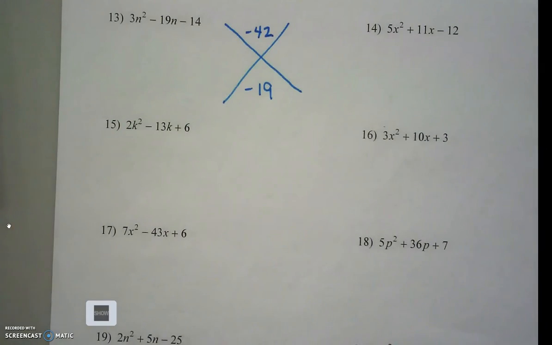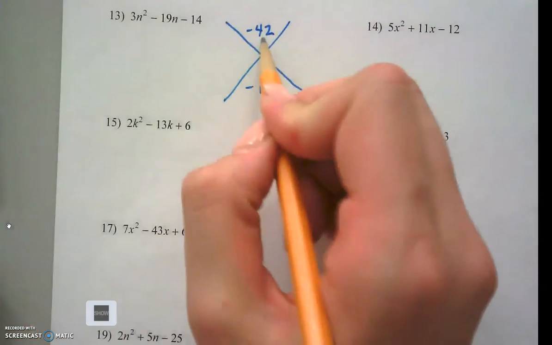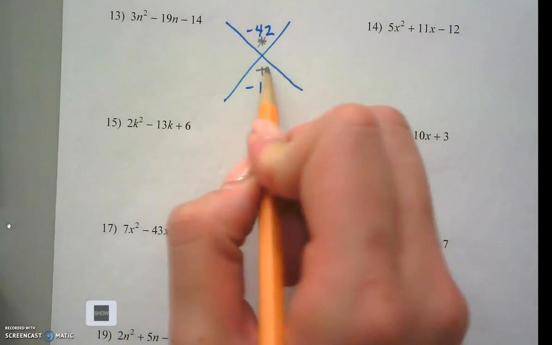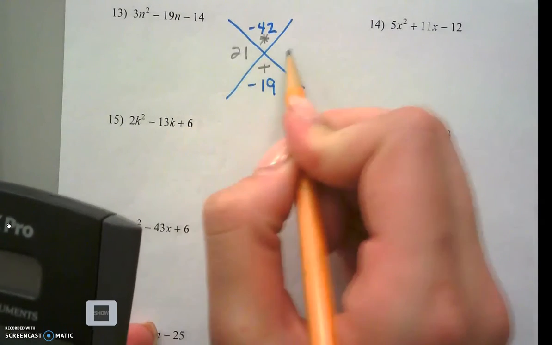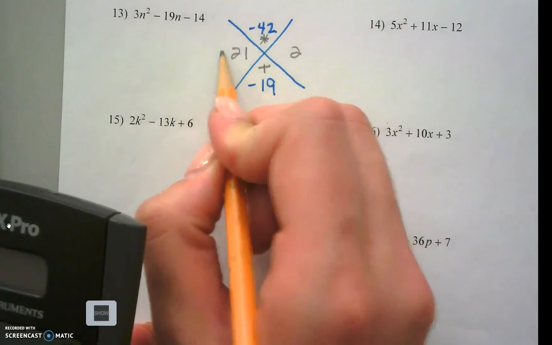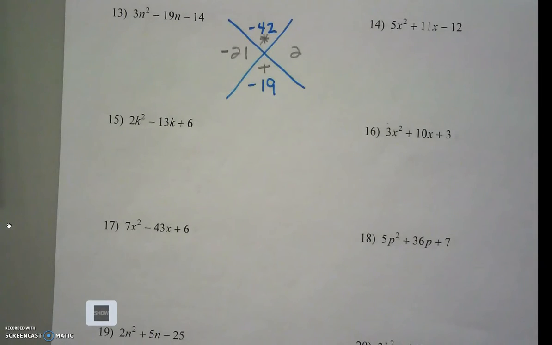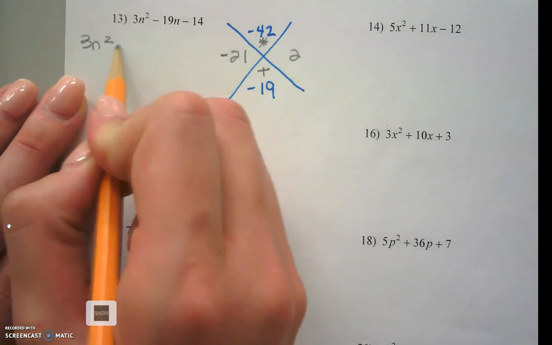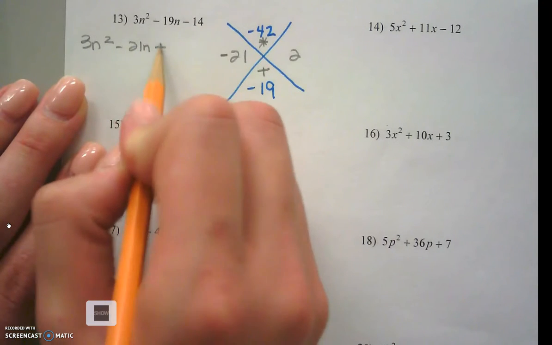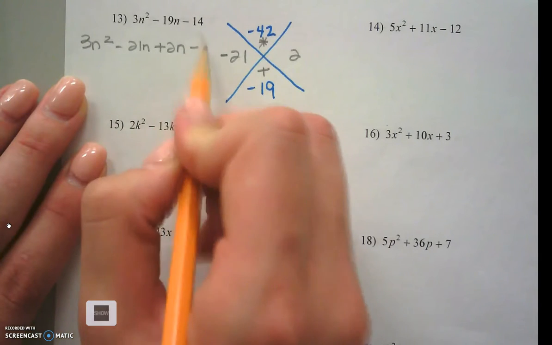Now remember, we're trying to think of something that multiplies but adds. So we want to think of something that can multiply to 42 but add up to get 19. And I get 21 and 2. And we'll make sure that 21 is negative. So I'm going to rewrite this quadratic as 3n squared minus 21n plus 2n minus that 14.